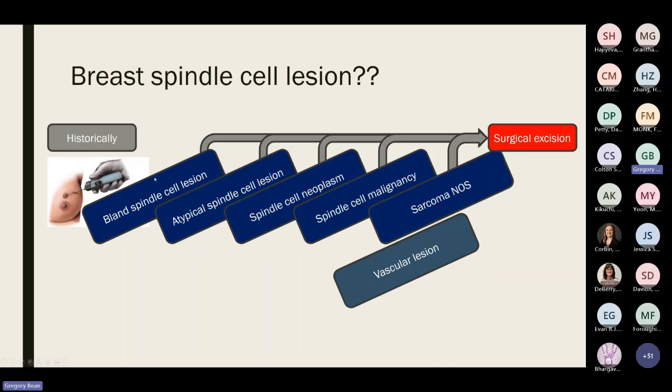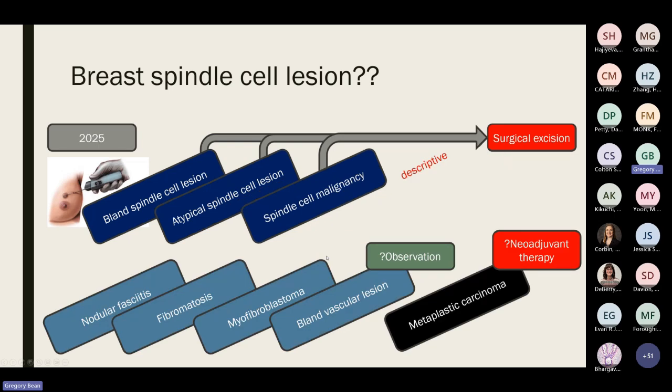Historically, looking at breast core biopsies, a lot of the time we would do a limited workup because we knew excision was the next step. You could describe it as bland or atypical, or say it's neoplastic, or call it a malignancy or some sort of sarcoma. It's similar to vascular lesions of the breast, which we used to excise almost all the time. So it didn't matter so much what the workup was, or committing or not committing to a diagnosis.